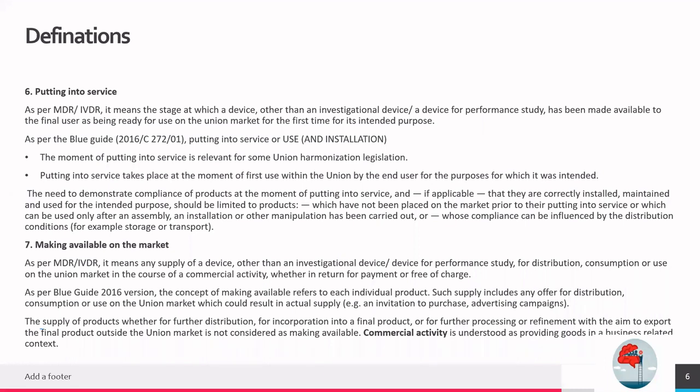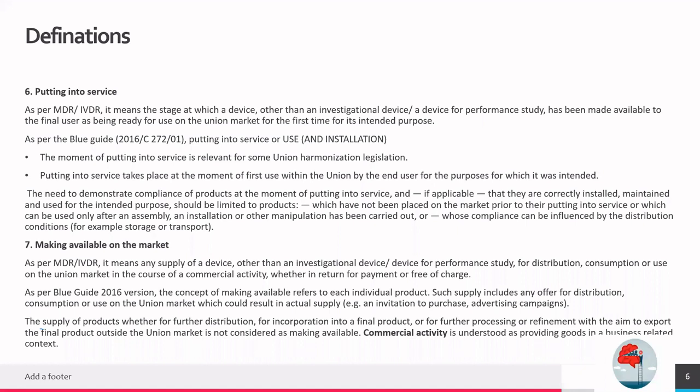Why this sentence is important, I'll ask this question in a later session, because if there is a conflict going on in verification and QMS management, that's why. So as per the Blue Guide 2016 version, the concept of making available refers to each individual product. Such supply includes any offer for distribution, consumption, or use on the Union market which could result in actual supply. Example, an invitation to purchase or advertising campaigns.